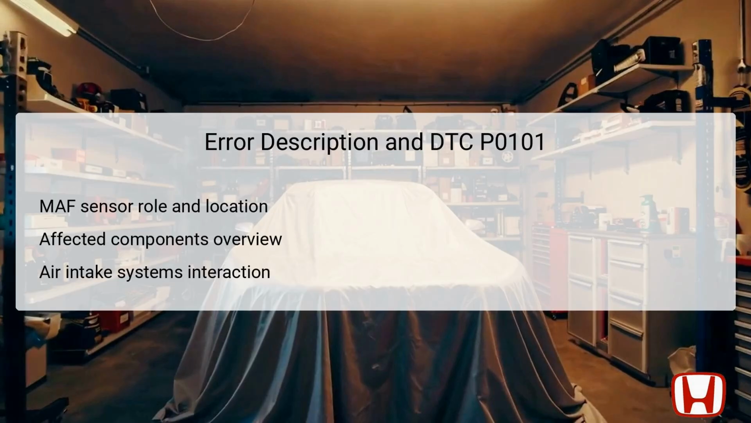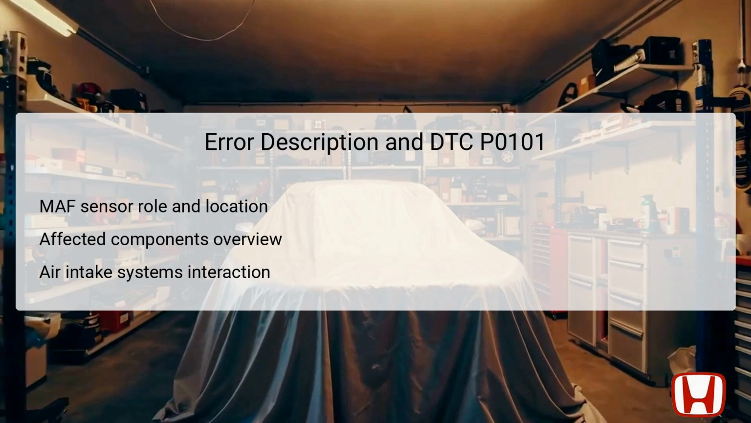The mass airflow MAF sensor is strategically located in the intake duct of the Honda Civic, just after the air filter and before the throttle body. Its primary role is to measure the volume and density of air entering the engine, providing essential data to the engine control module, ECM, for adjusting the fuel-to-air mixture. The ECM uses this data to optimize engine performance and efficiency.